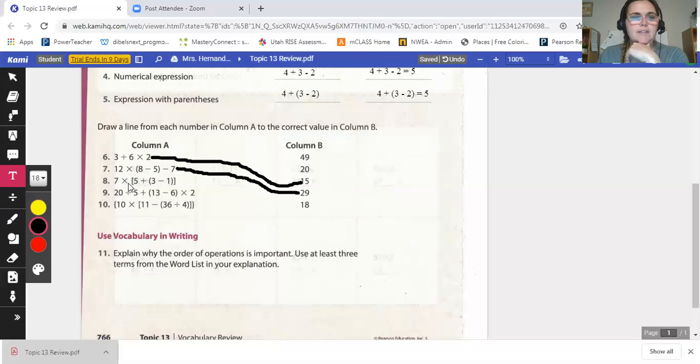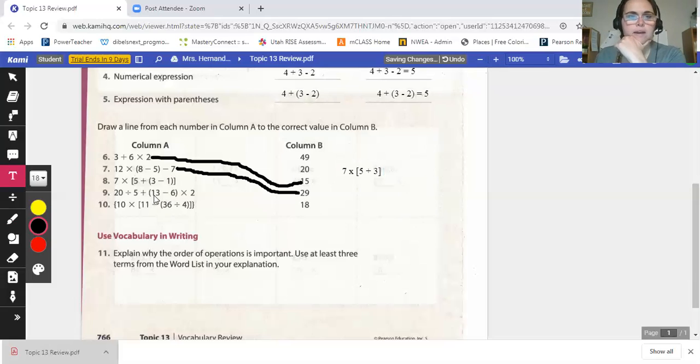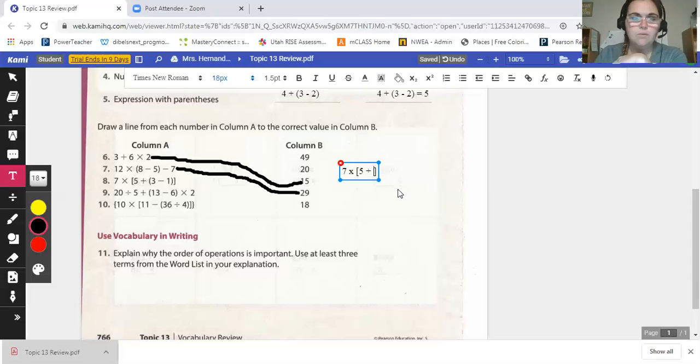Next, number 8. 7 times 5 plus 3 minus 1. Well, I see brackets and I see parentheses. So let's do parentheses first, always. 3 minus 1 is 2. So now I have an equation that looks like this. 7 times 5 plus 3, and I have this. Okay, I don't need that minus 1 anymore because I did 3 minus 1, sorry, and that is 2.